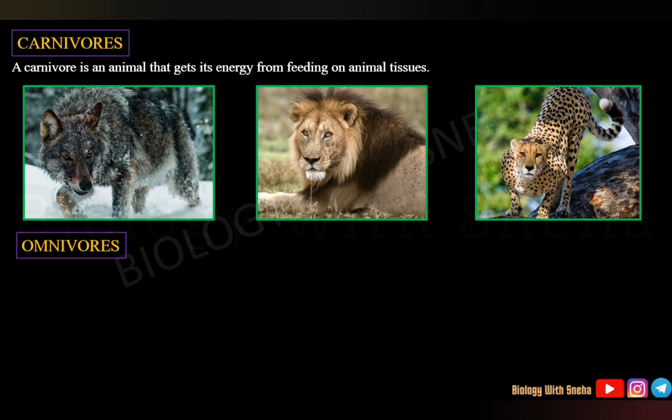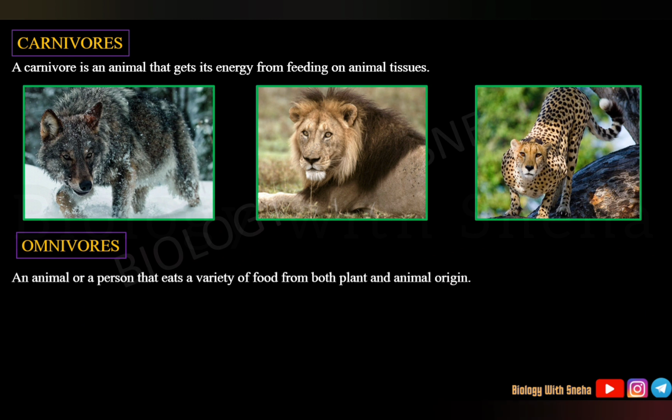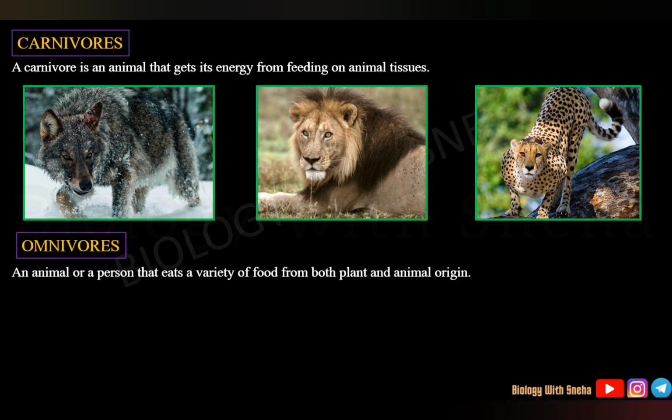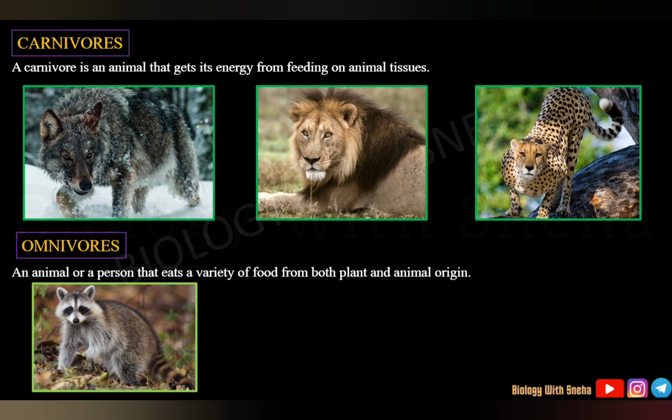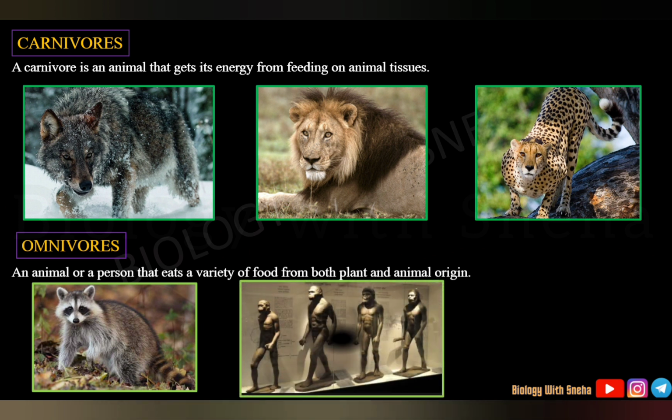Next, what we have is the omnivores. So what are omnivores? It could be an animal or a person that could consume a variety of food from both plant and animal origin. So they could feed upon plants or they could feed upon animals. Examples could be raccoons and humans itself.